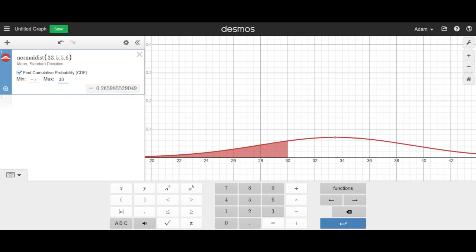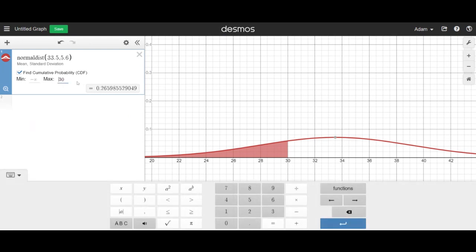Okay, so about 27.6% of the data values will have less than 30 inches. In other words, about 27.6% of the years will have an annual rainfall less than 30 inches.